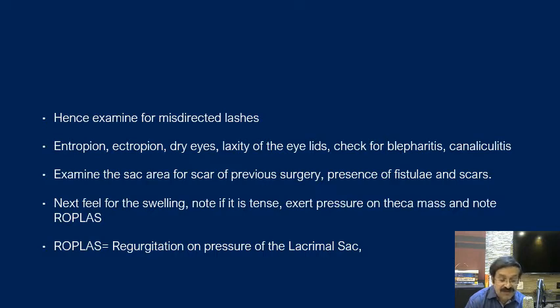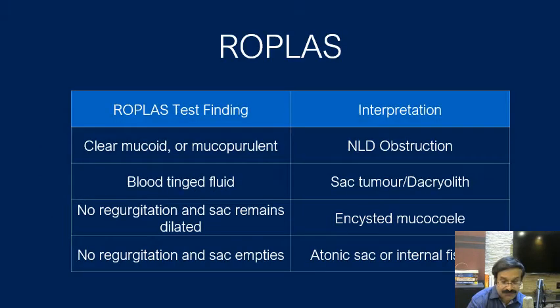And next, you feel for the swelling. So note if it is tense and if it is painful. Also note what happens on exertion of pressure over the mass. So this is the ROPLAS test, which I had referred to in an earlier slide. ROPLAS is regurgitation on pressure of the lacrimal sac. That's the acronym. Now, ROPLAS is important. As and how you do your examination, you'll have to see what is happening when you press over the sac area.